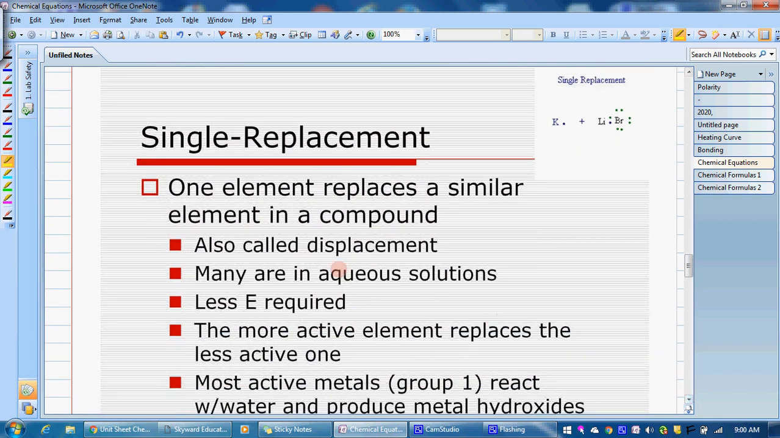Single replacement, one element replaces a similar element in a compound. This is also called displacement. So if you see a single displacement reaction, same again. Many of these are in aqueous solutions. Aqueous just means they're dissolved in water. They don't take as much energy. And you have to have an element that's more active or more reactive than the other one for this to happen.